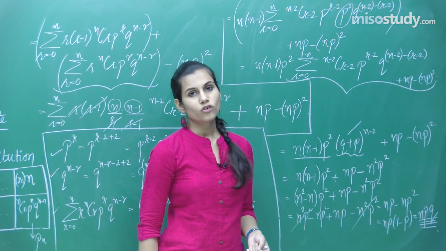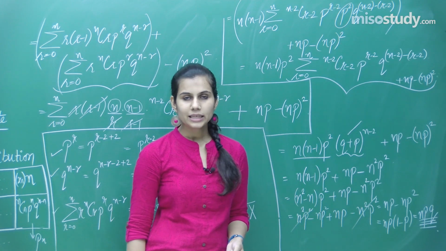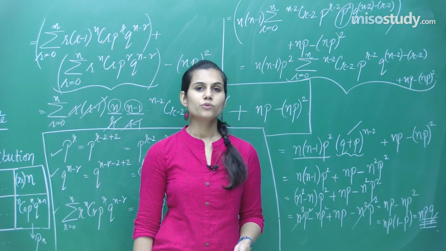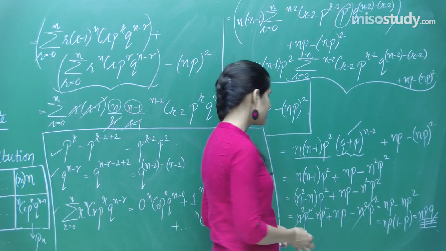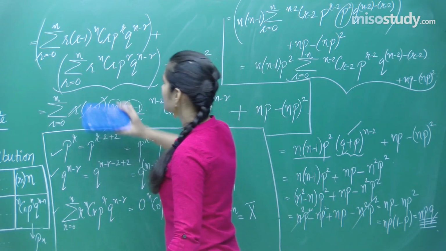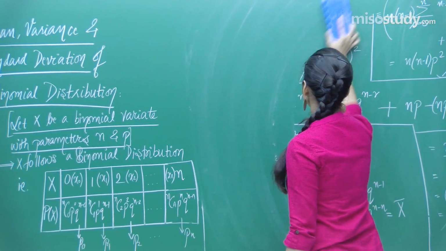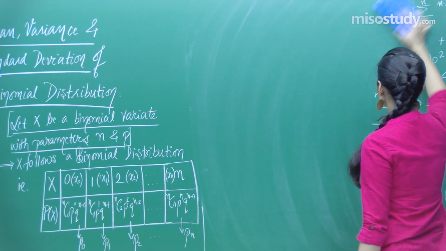If x is a binomial variate with parameters n and p, the mean is n into p, the variance is n into p into q, where q is 1 minus p. And what is the standard deviation? What is the standard deviation? It is something that you already know.